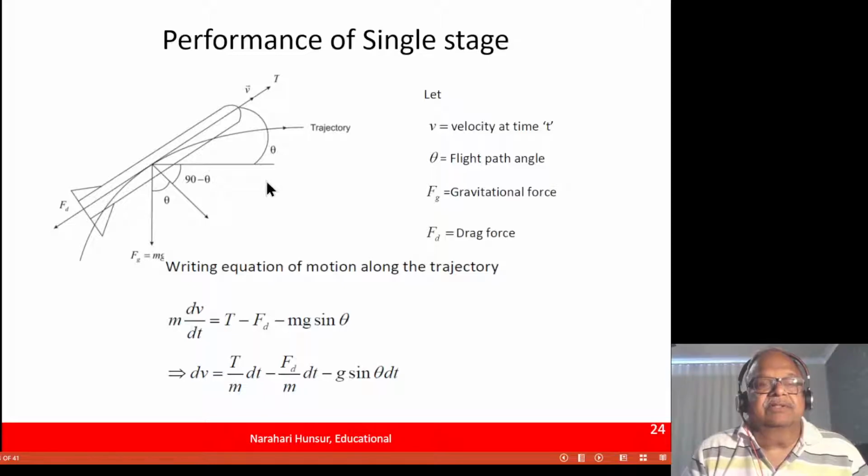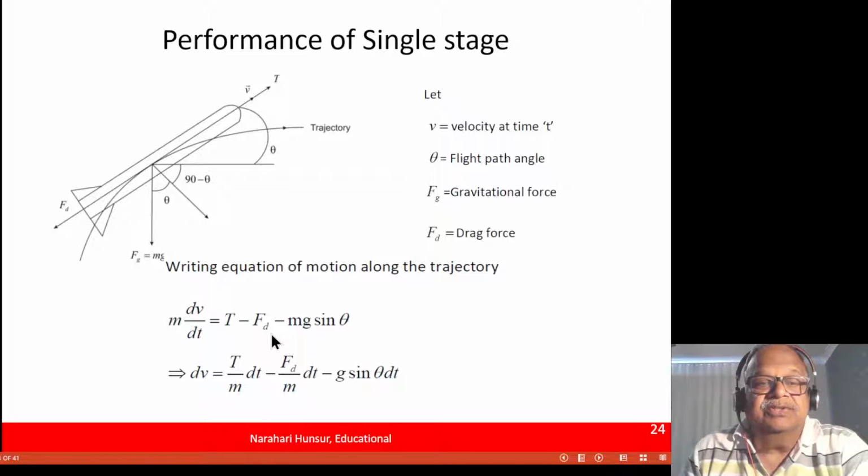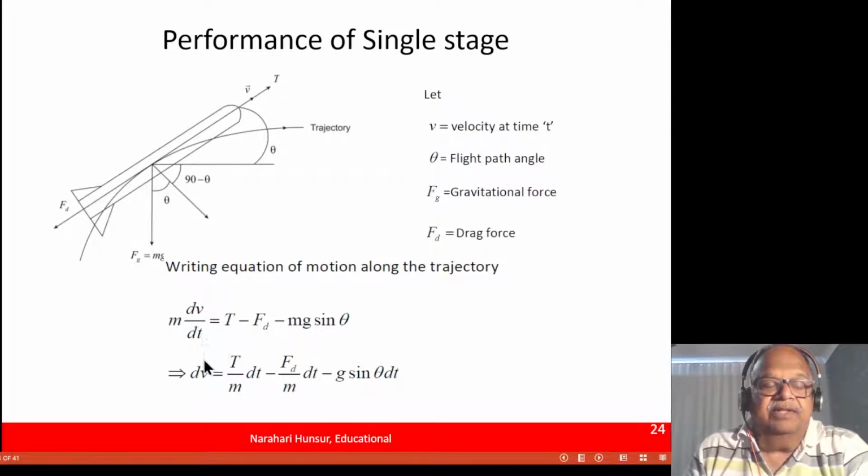So Newton's law says mass into acceleration, that is m dv by dt, is equal to the forces on the right side. So what are the forces? One is the thrust produced by the rocket. Second is the drag. And since drag and thrust are in the same direction, it is just T minus F suffix D. But there is a gravitational force acting, mg. So now that is acting in the direction, so you have to add that in. So mg into sine theta is also one of the forces acting. So this is m dv by dt equal to T minus F suffix D minus mg sine theta, the Newton's equation.